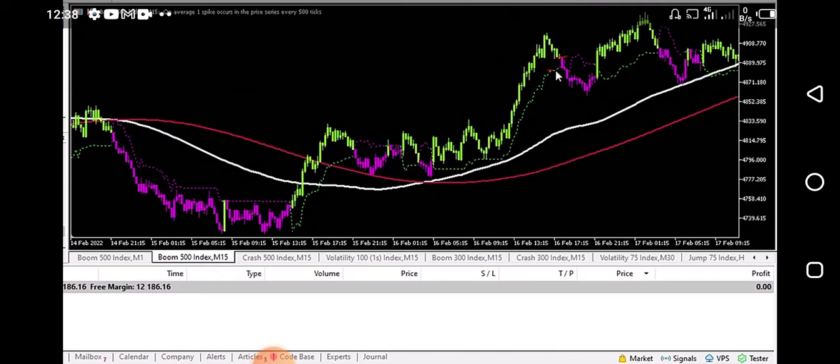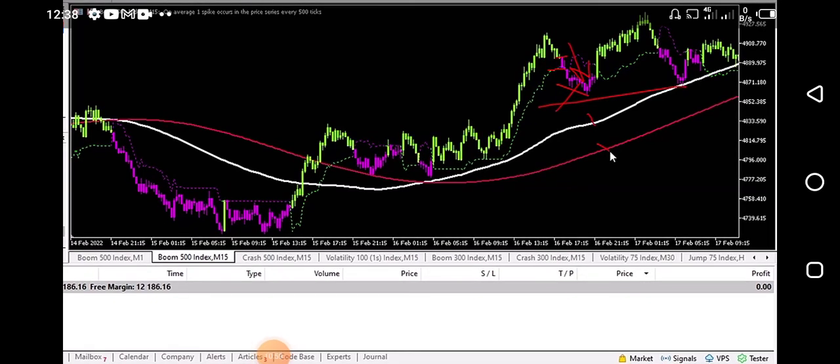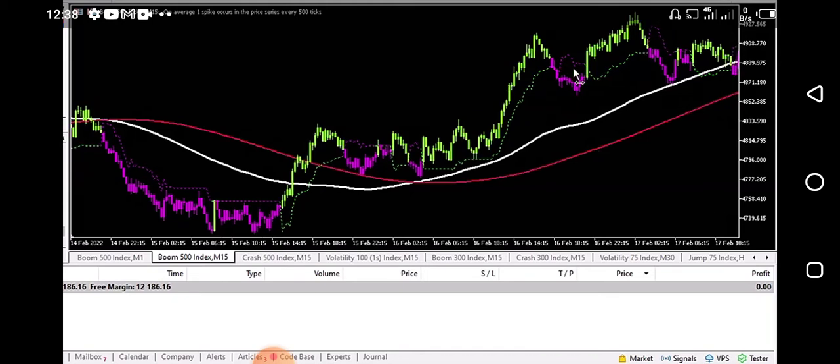Like in this case here right now, you can't take a sell here. You understand why? Because it's above your two moving averages, the white moving average and the red moving average. These two moving averages, the white and the red one, it's above them. So you can't take a sell when the price is above, even if the color of the candle changes to purple, do not take your sell then.